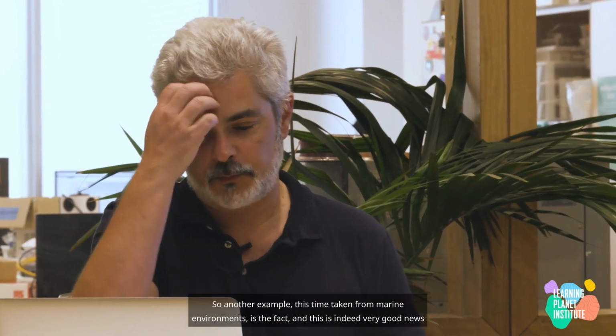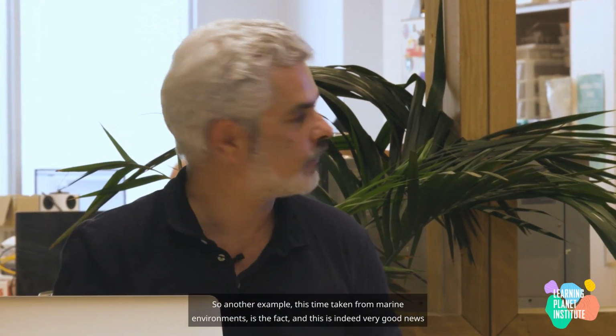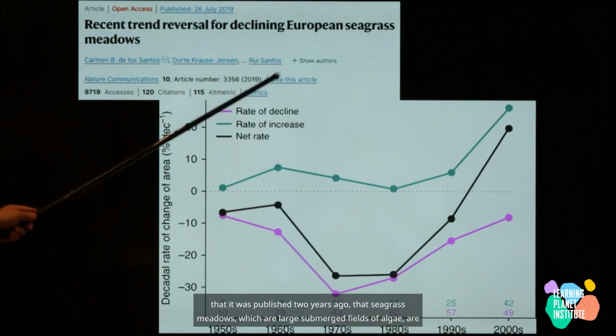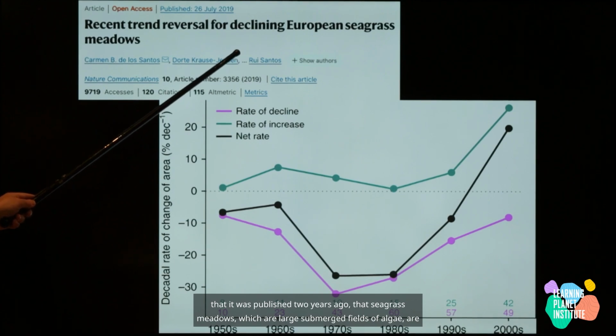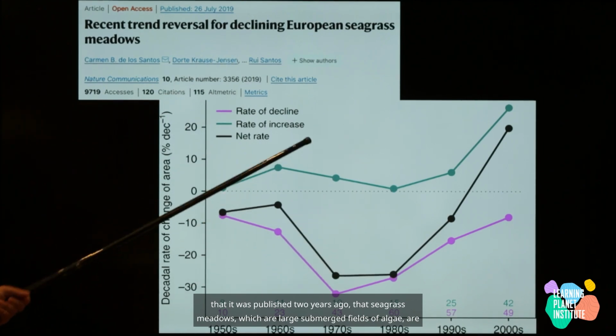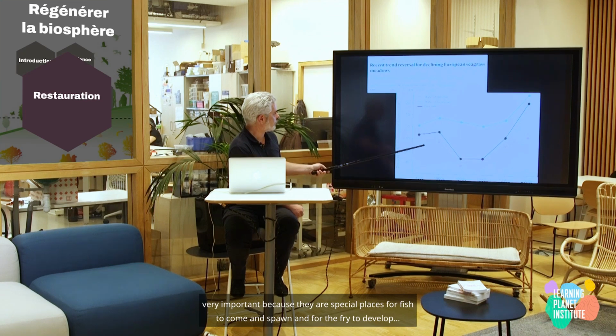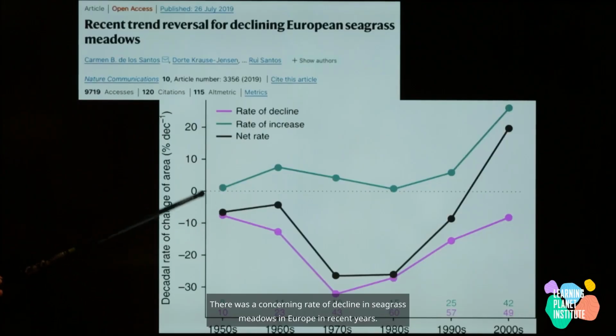So another example, this time taken from marine environments, is the fact, and this is indeed very good news, that it was published 2 years ago, that seagrass meadows, which are large submerged fields of algae, are very important because they are special places for fish to come and spawn and for the fry to develop. There was a concerning rate of decline in seagrass meadows in Europe in recent years.